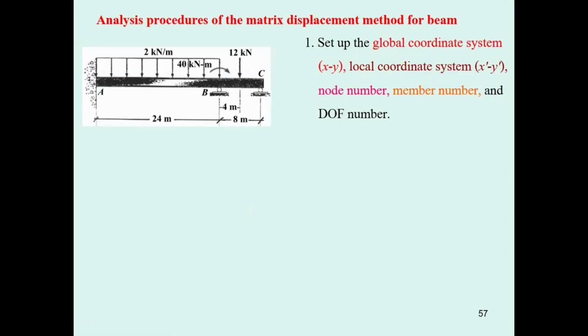For the beam, again, Ajahn will put the global coordinate system the same. The origin is going to be on the left, then the local coordinate is going to be in this direction. Lambda sub x equal to 1. Lambda sub y is going to be 0. Okay, node number, member number, degree of freedom.